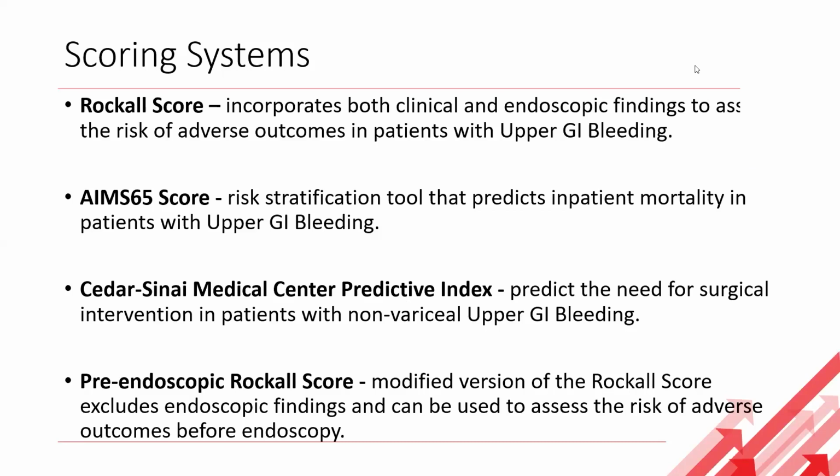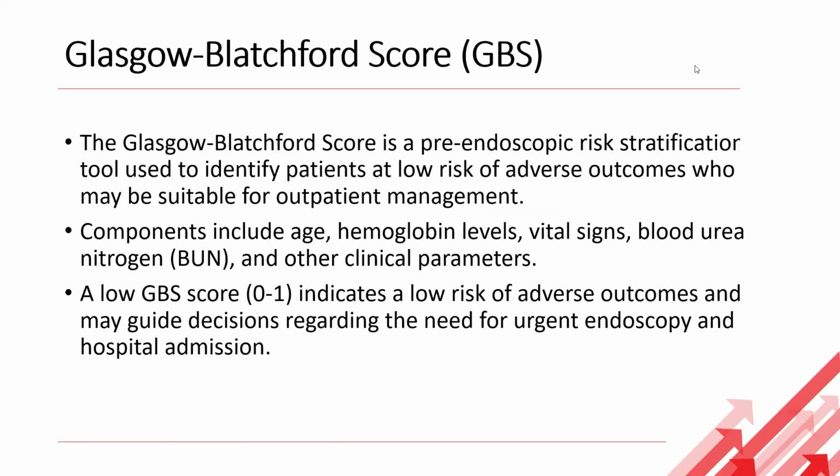But all these systems are available, but the one that has been shown to be quite useful, especially in the emergency department, is the one we call the Glasgow-Blatchford score. Now, the Glasgow-Blatchford score is a pre-endoscopic risk stratification tool for identifying low risk of adverse outcomes. And it can also help us to determine which patients we can allow to go home for outpatient management, and which patients we actually need to admit into the facility. Now, it has several components which include the age of your patient, your HB levels, your vital signs, your BUN, your blood urea nitrogen, and I'll discuss that a bit as I'm going through the score. And then you have other clinical parameters.